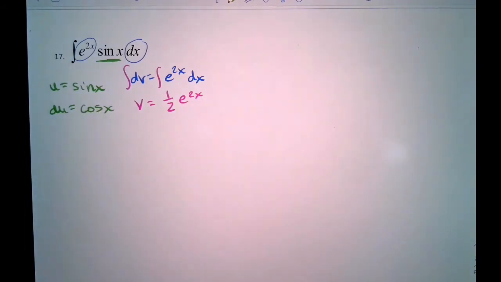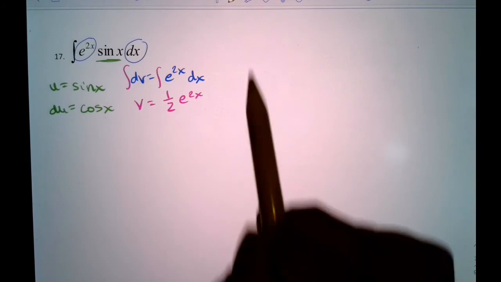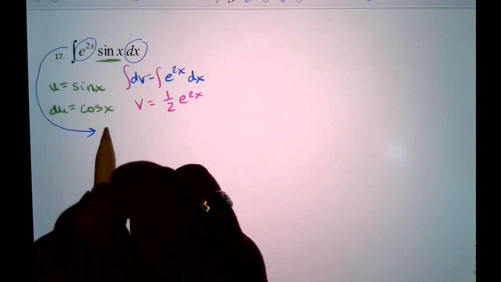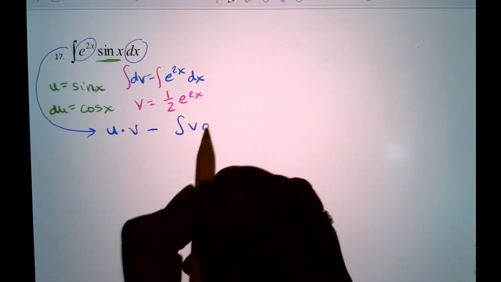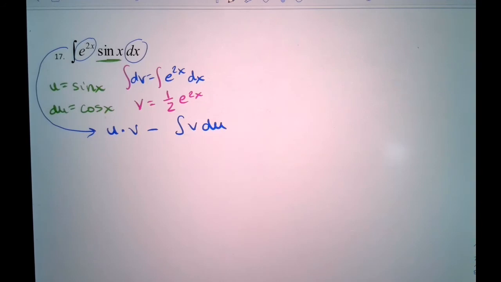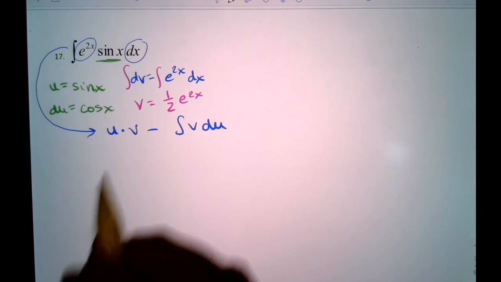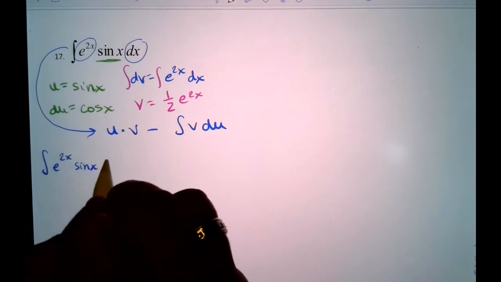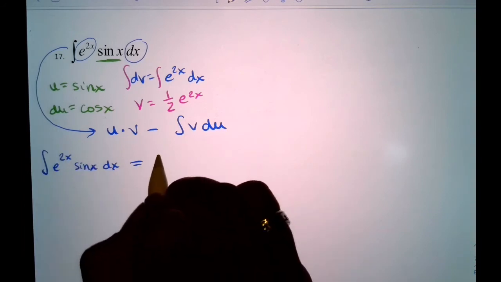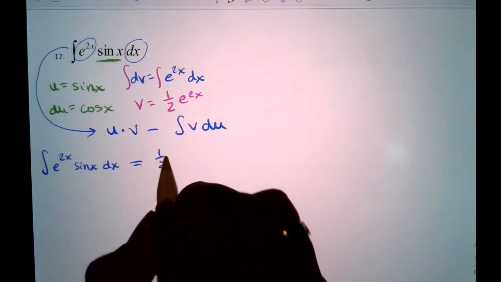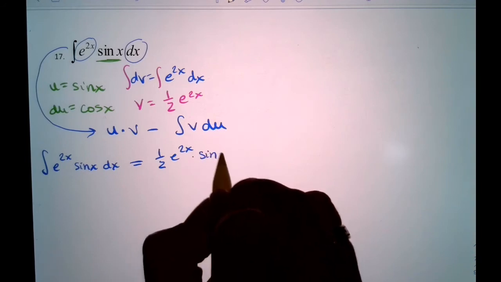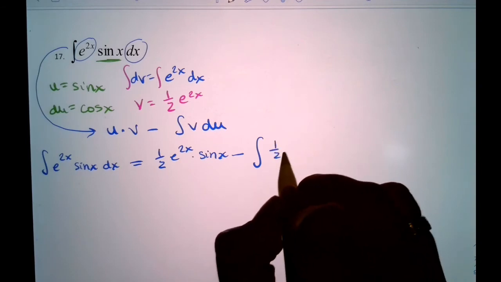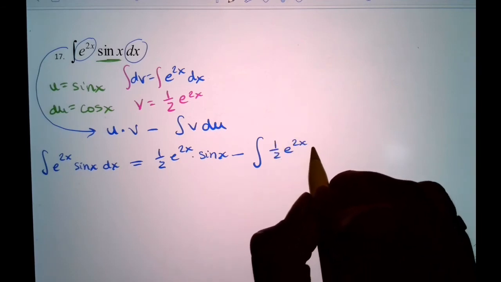So this is great. I'm going to get set up, and I'm going to get started, and we're dealing with this really advanced integral here, which is going to be, I can't say it enough, u times v minus the integral of v du. This is how you memorize something. You just keep writing it over and over and over again. So let me write what I'm doing. Integral of e to the 2x times sine x dx. What does it equal? U times v, so 1/2 e to the 2x times sine x minus the integral of v du. So v du is 1/2 e to the 2x cosine x.